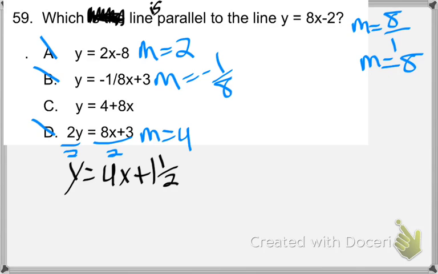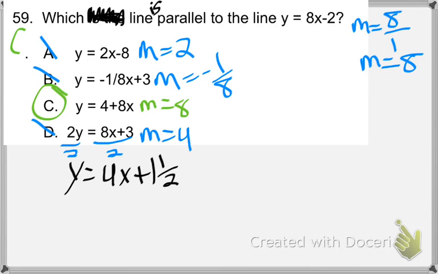Now let's look at option C. Y is by itself. It's not in mx plus b format, but it's close enough. It's in b plus mx. But the number in front of x is still your slope. So the slope of this one is positive 8, just like it was for this one. So that is our winner because we want to be parallel. People may have also chosen this one because that's the opposite reciprocal, but that would be backwards. It would have been this answer choice if it was saying perpendicular. All right, well, that's 59.